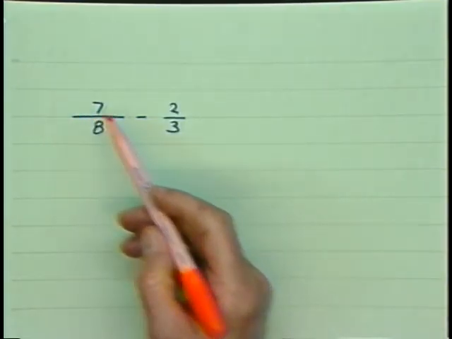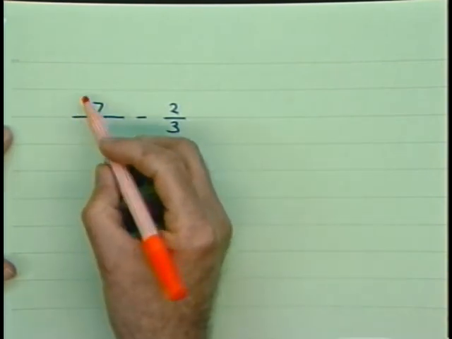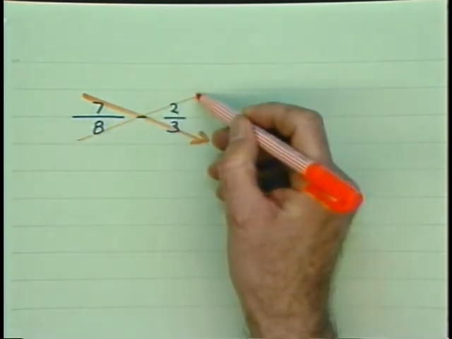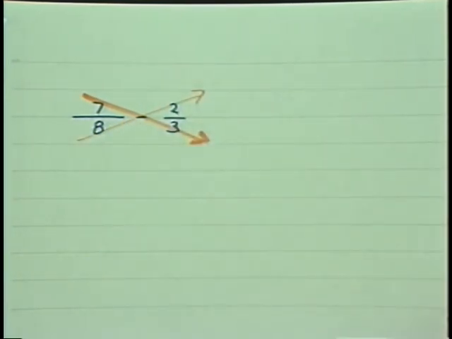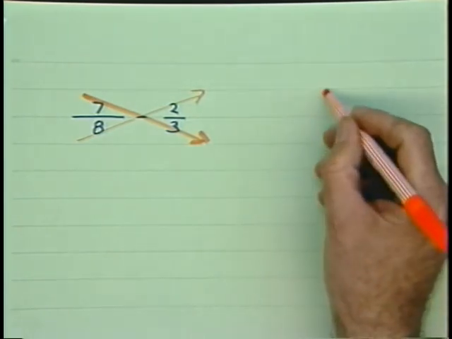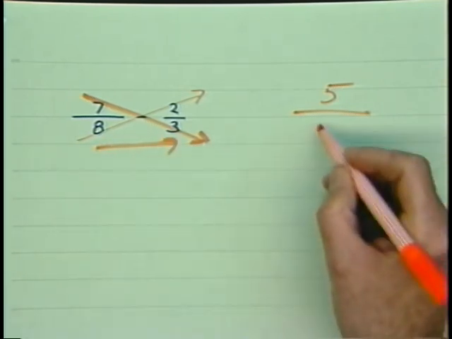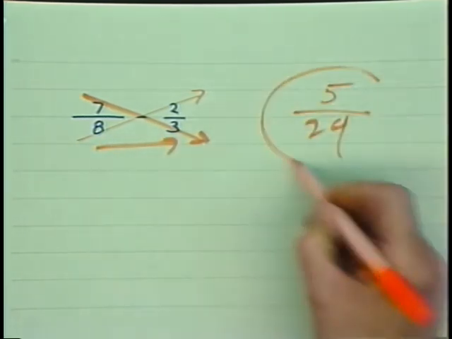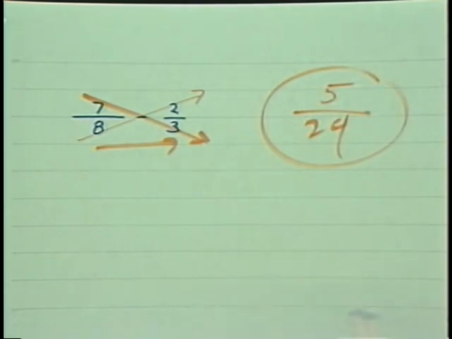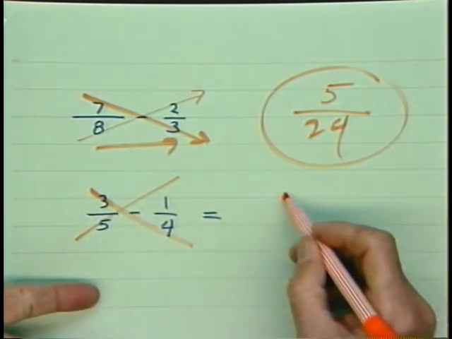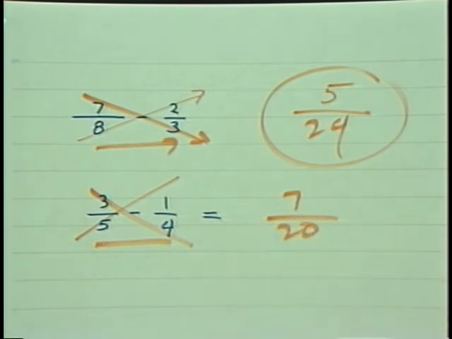Now, if you're good at mental arithmetic, follow me. The down diagonal is 21. The up diagonal is 16. 21 subtract 16 is 5. Then the across diagonal is 24. So there, my answer is 5/24. With a little bit of practice, you'd be surprised how fast this is, particularly with simple problems like this. The down diagonal is 12, subtract 5 is 7 over 20. See how fast that is?